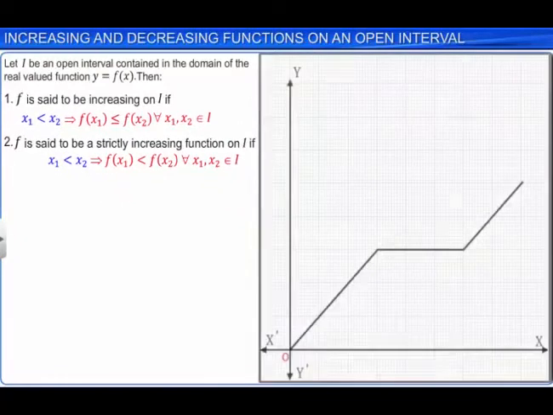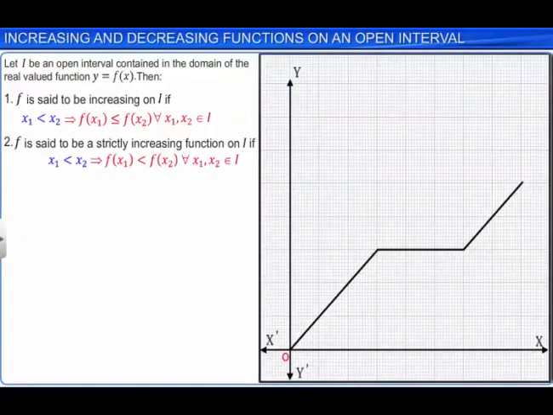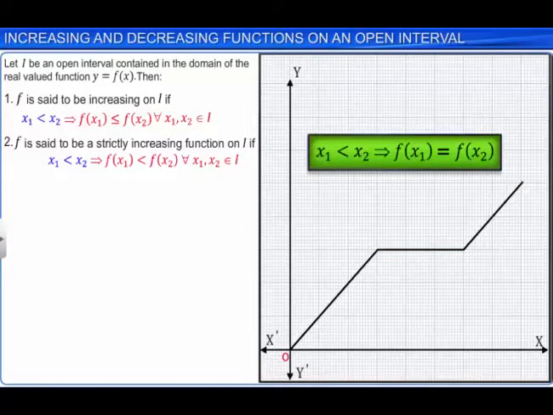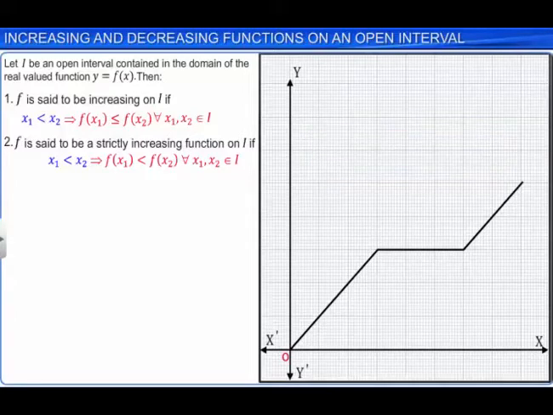The graph of an increasing function is as shown. The straight line in the graph depicts that at some points, the value of the function remains constant with the increase in the value of x. That is, for some x1 less than x2, we have f(x1) = f(x2). Hence, this function is not strictly increasing.